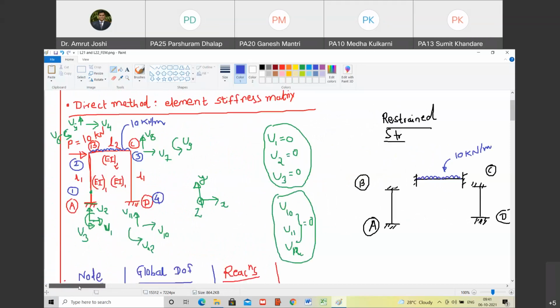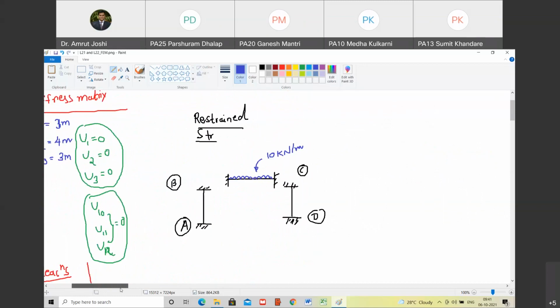What is the length of this member? L1, L2 and L3. L2. Have we given L1, L2, L3 values? No. So let us take those values now. Let us say L1 is equal to 3 meter. L2 is equal to 4 meter. Happy? And L3 is equal to 3 meter. Are you with me? Yes, sir. So therefore, this is 4 meter.